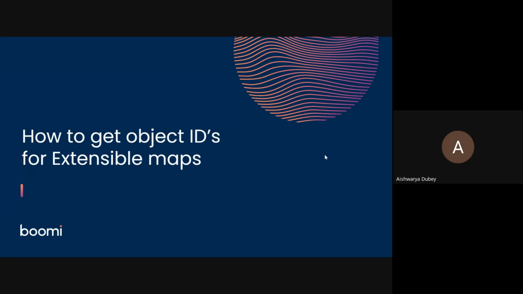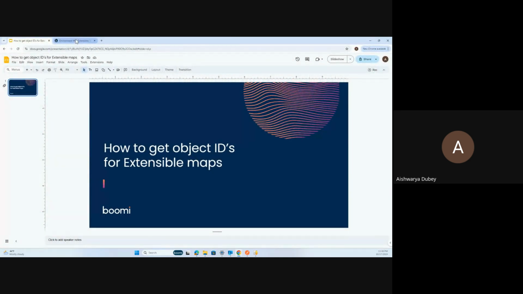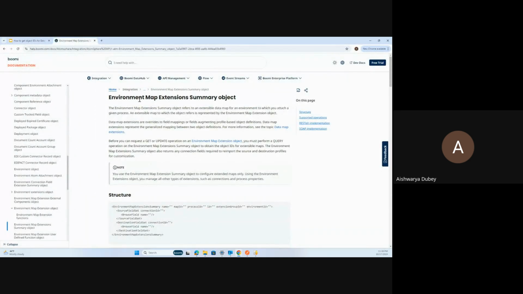Hello, my name is Ashwarya, and in today's video, we're going to be checking how to get the object ID for extensible maps. So here in this environment we have an object called the environment map extension summary object, which helps us to give the object ID before you are performing any operation.